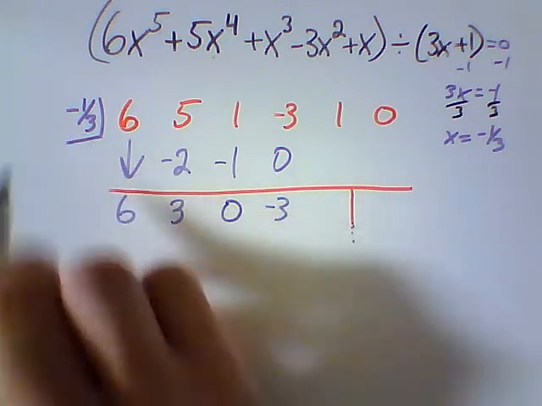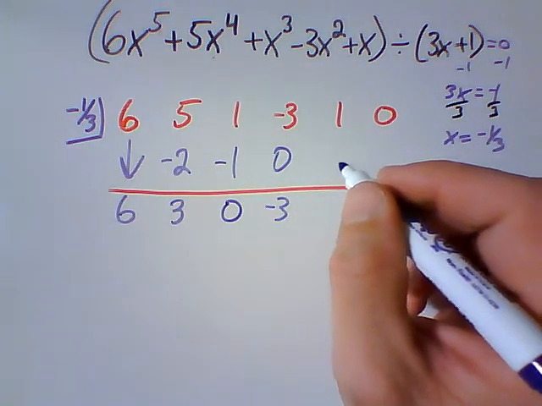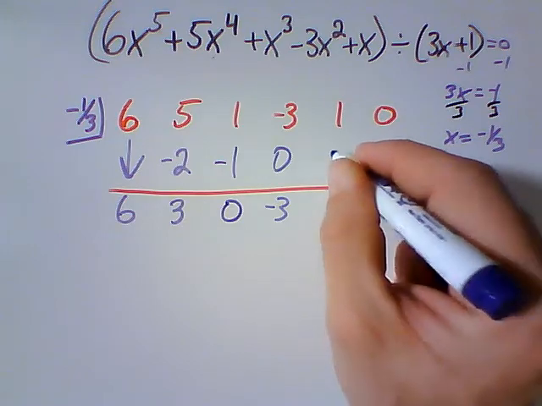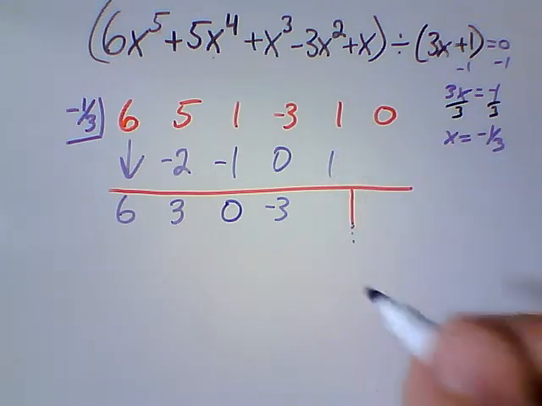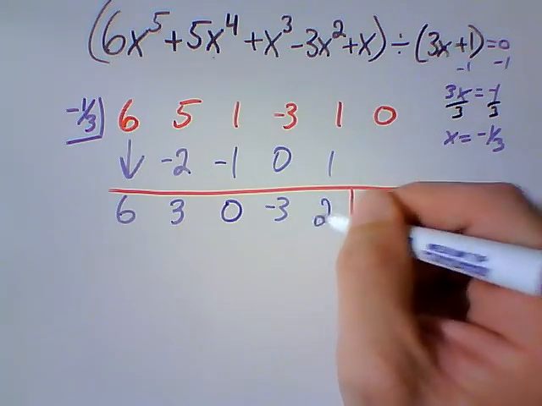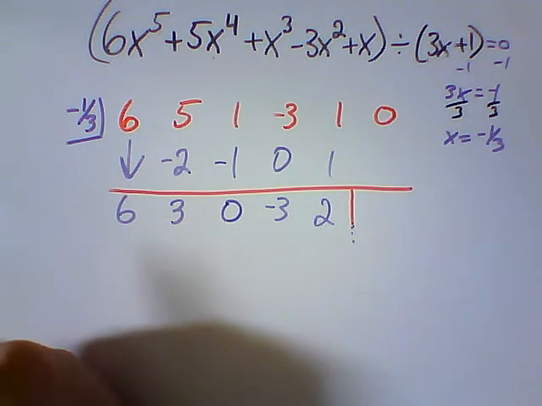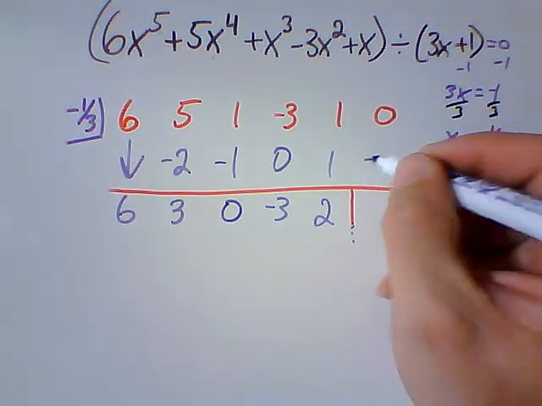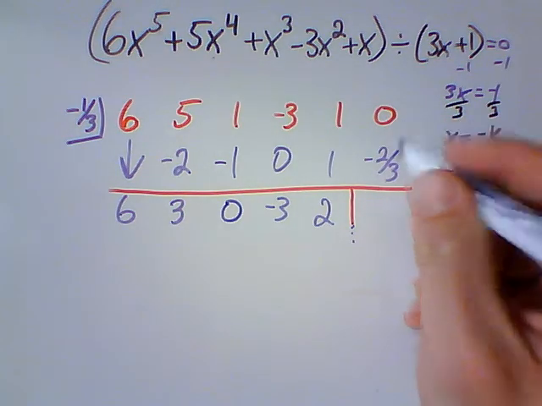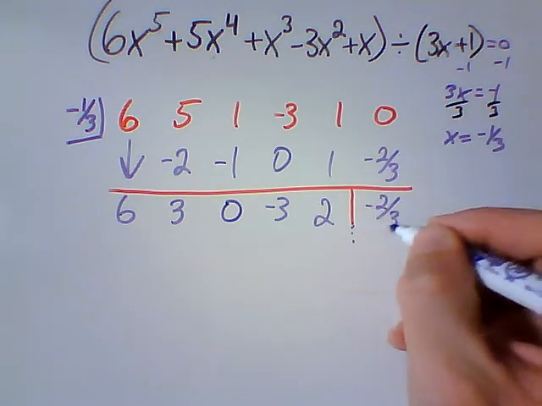0 times anything is 0. 0 plus anything is that other thing. And -3 times -1/3, that's positive 3/3. I told you, 3/3. I just make a little slash. 1 plus 1 is 2. 2 times -1/3 is -2/3. And they add up right there to -2/3.